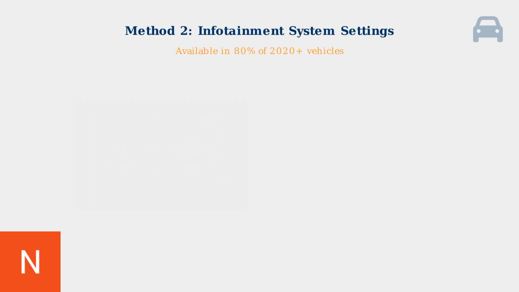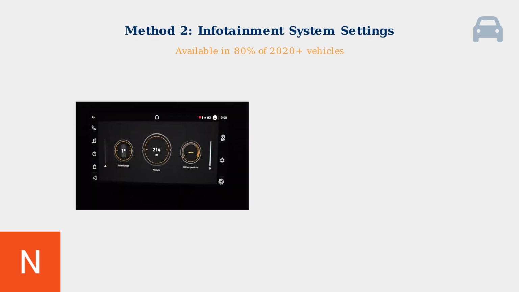For newer vehicles, check your infotainment system settings. This option is available in 80% of vehicles made after 2020. Navigate to Settings, then Vehicle or Lighting Options. Look for interior lights or cabin lighting controls where you can disable automatic door activation.